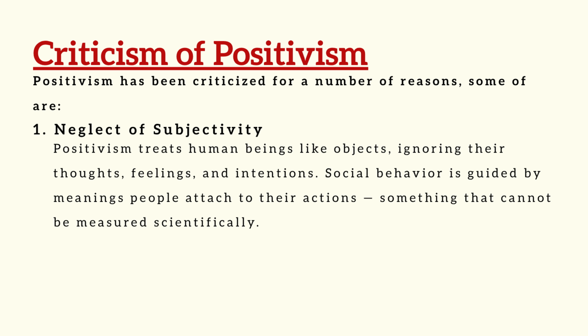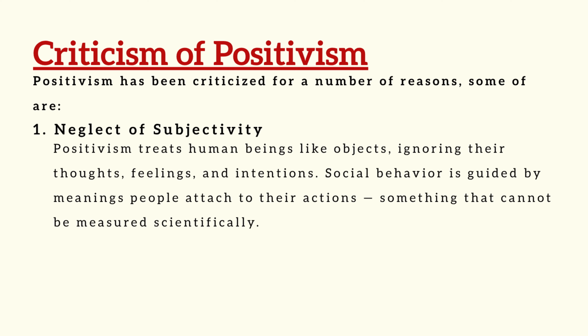Now that we understand what positivism is and how it emphasizes scientific observation and objectivity, it's equally important to know that positivism has faced several major criticisms, especially from later sociologists and philosophers. Let's start with one of the most fundamental criticisms, the neglect of subjectivity. Positivism is often criticized because it treats human beings like objects, as if they can be studied in the same way that a scientist studies rocks, plants, or chemicals.